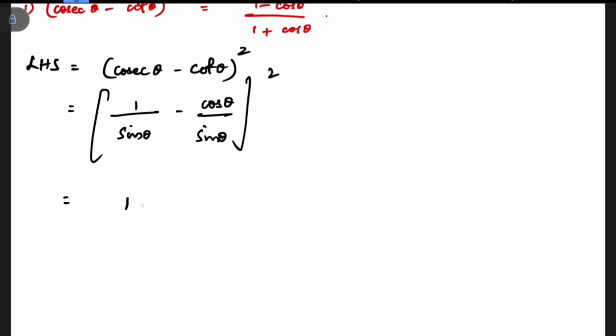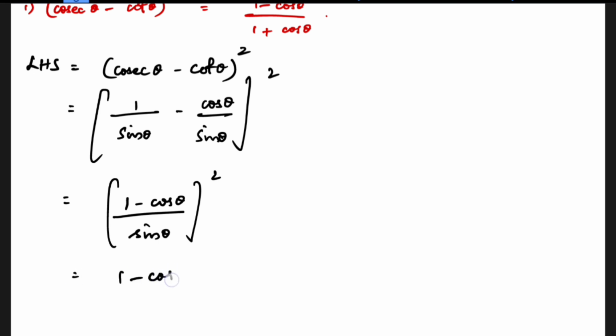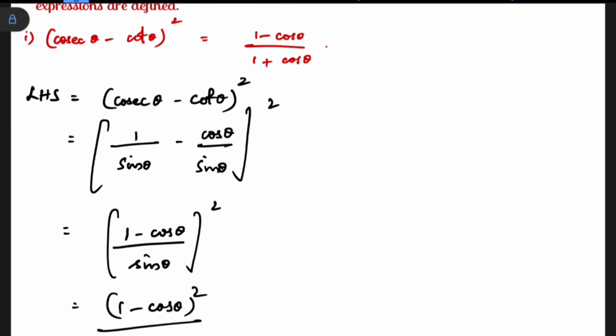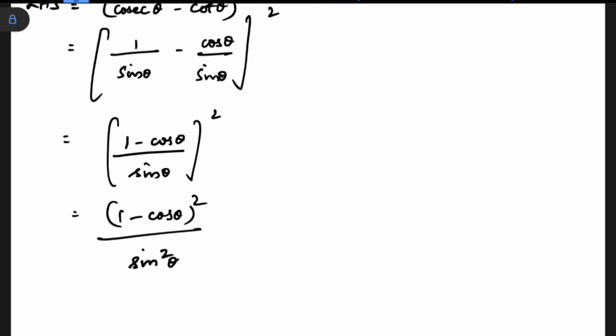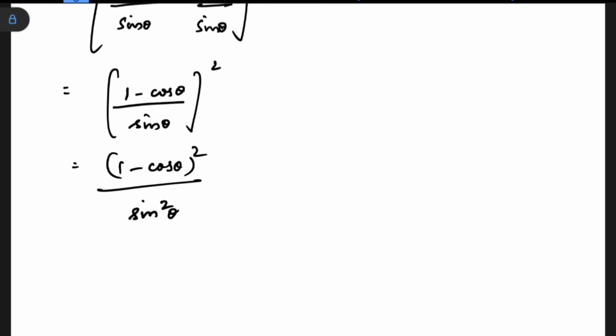Now taking sin theta as common denominator, (1 minus cos theta) divided by sin theta the whole square, is equal to (1 minus cos theta) the whole square divided by sin square theta. You have to see the RHS also to get an idea of how to go for the answer. We need 1 minus cos theta in the numerator, so no need to expand this. We can see ways in which we can write sin theta in terms of cos theta.